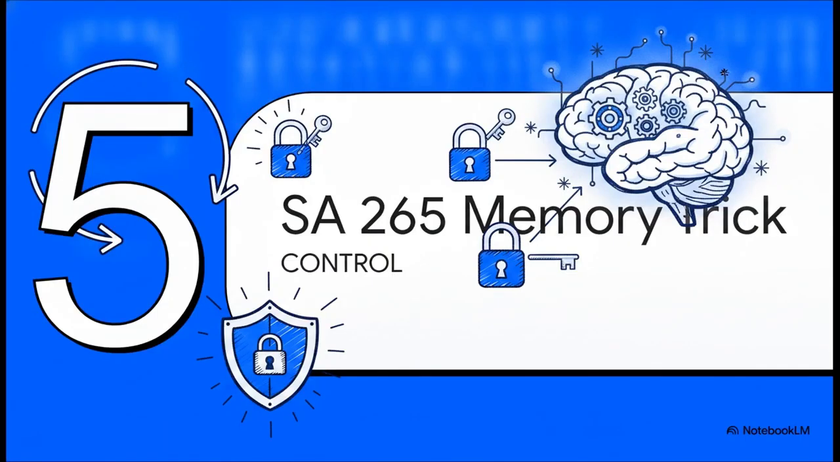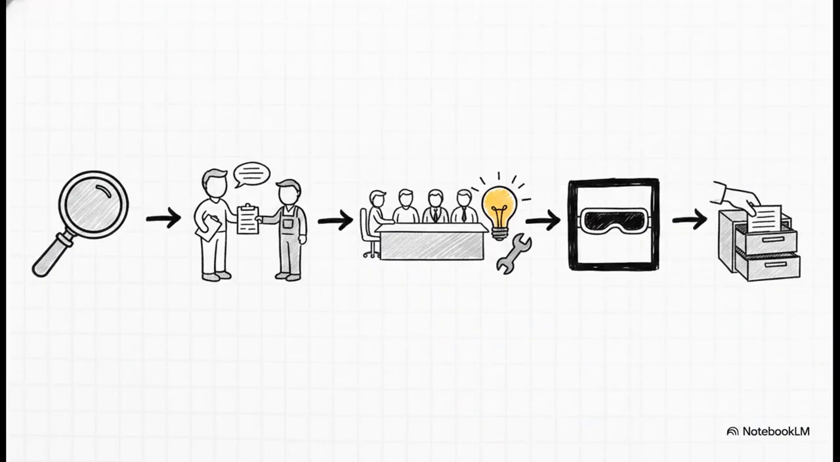And that brings us to Section 5, the SA 265 memory trick. Let's transition to our final section, where I'm going to give you the ultimate tool to lock all this information into your brain so you have total retention on test day. Literally just memorize the word control to absolutely ace your test. Here is how it breaks down.